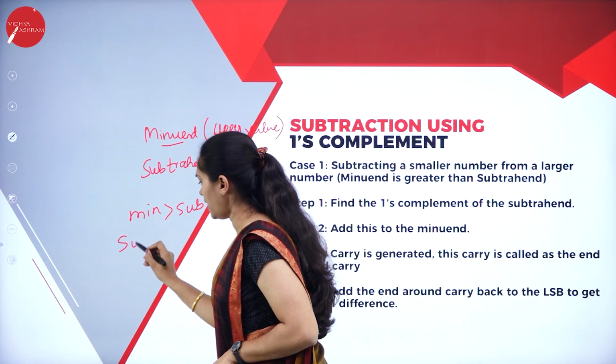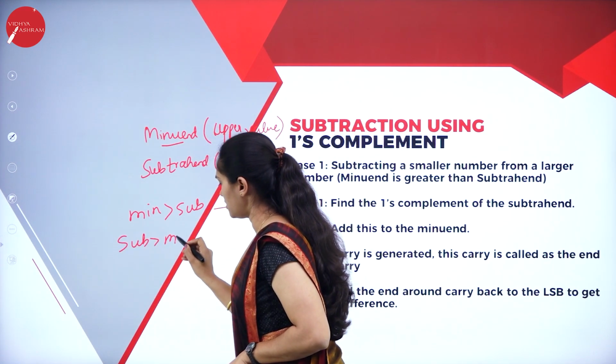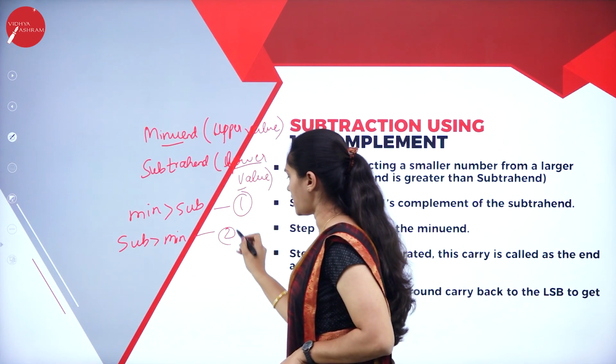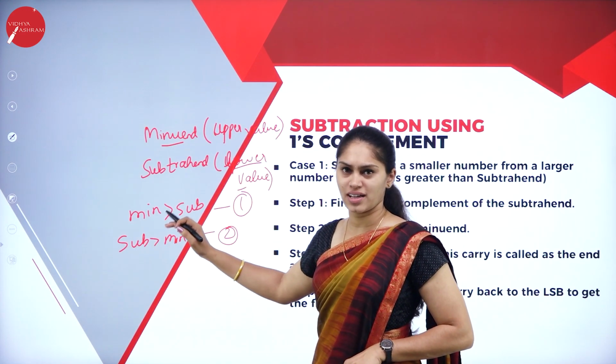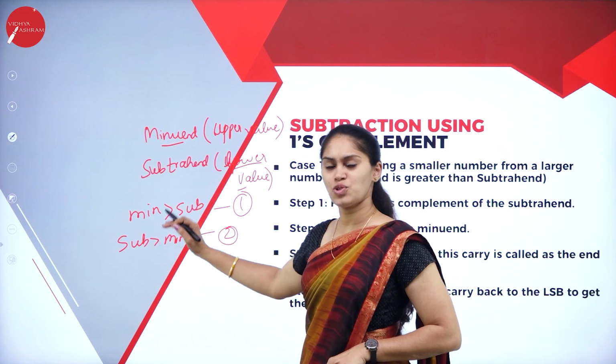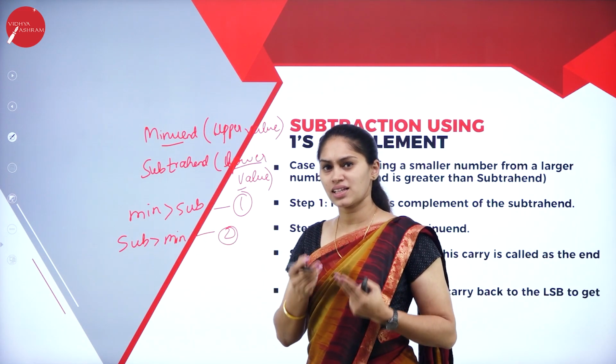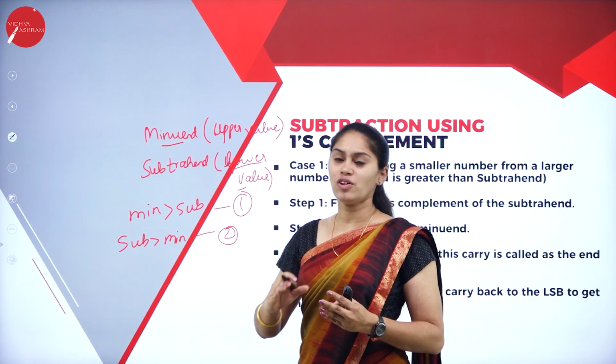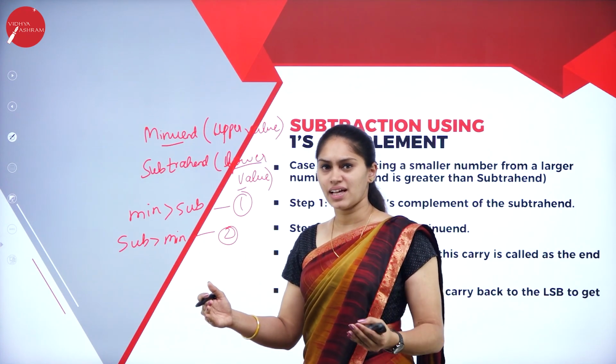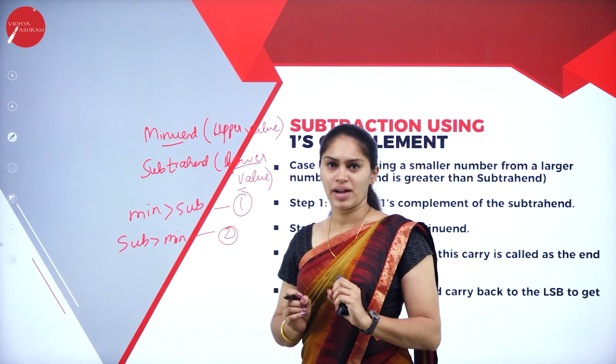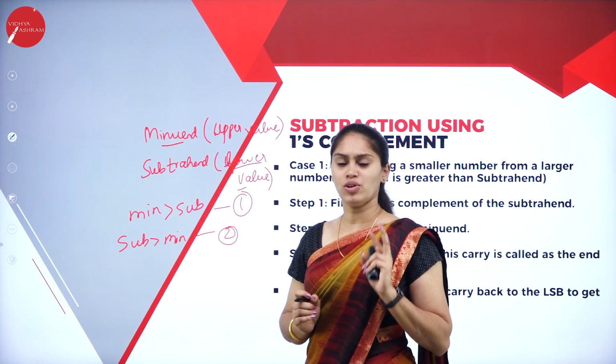When subtrahend is greater than minuend, that will be another case. So we are going to have these two cases, and by making use of these two cases, we are going to subtract the binary values with the help of 1's complement and with the help of 2's complement. Okay, so two cases you have to remember.